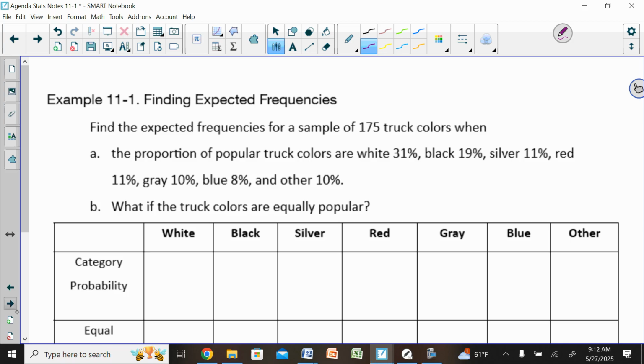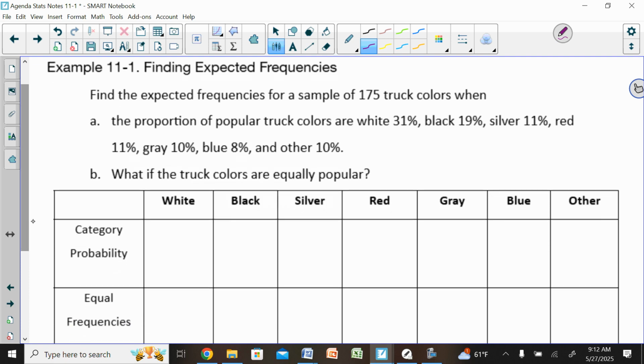So I wanted to start by just calculating some expected frequencies. So it says to find two separate frequencies, and I made the table this way, for a sample of 175 truck colors. So n equals 175, that's our total number of frequencies. That's what we're looking at for our entire sample. So our category probability, it says in part A, the proportion of popular truck colors are white 31%, black 19%, silver 11%, red 11%, gray 10%, blue 8%, and other is 10%.